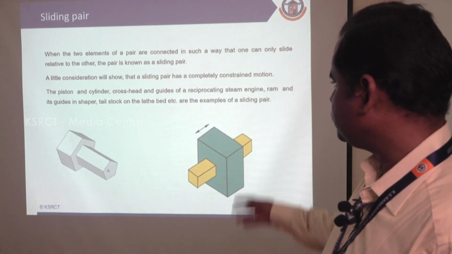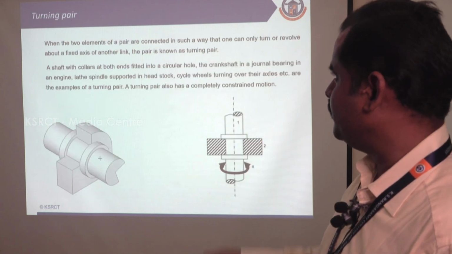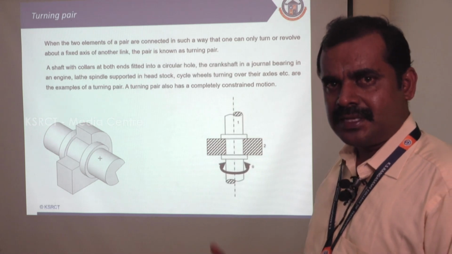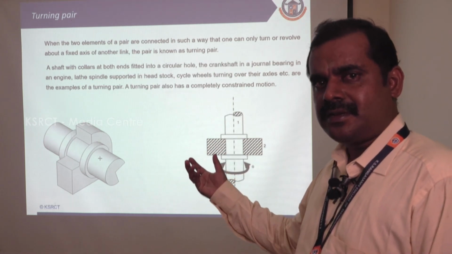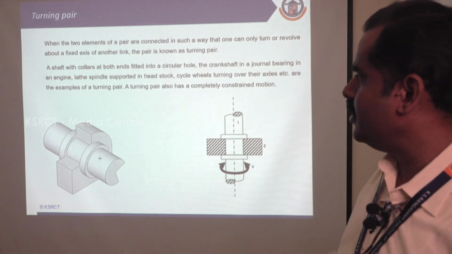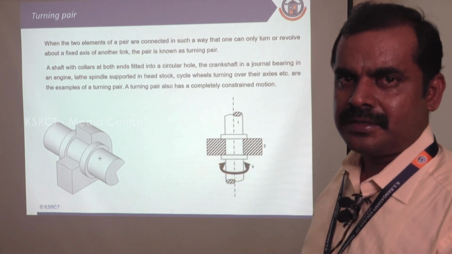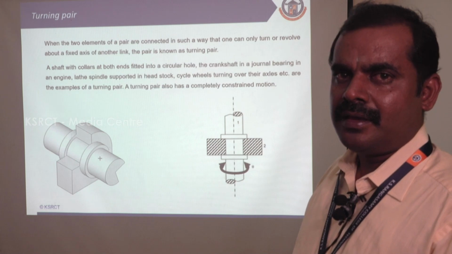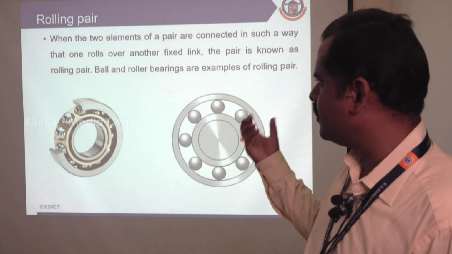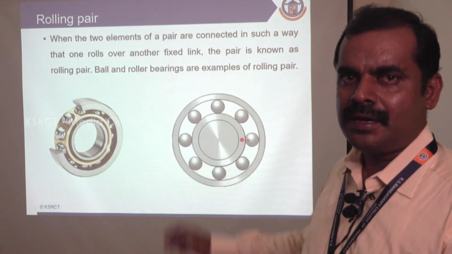motion only. Next slide, if you see the turning pair, where we are having rotary motion, circular hole, and we have a circular shaft, it will be having two collars at the ends, it will be having rotary motion inside the element. So two elements will be having rotary motion. So this is rolling pair. The best example for rolling pair is your ball bearing.